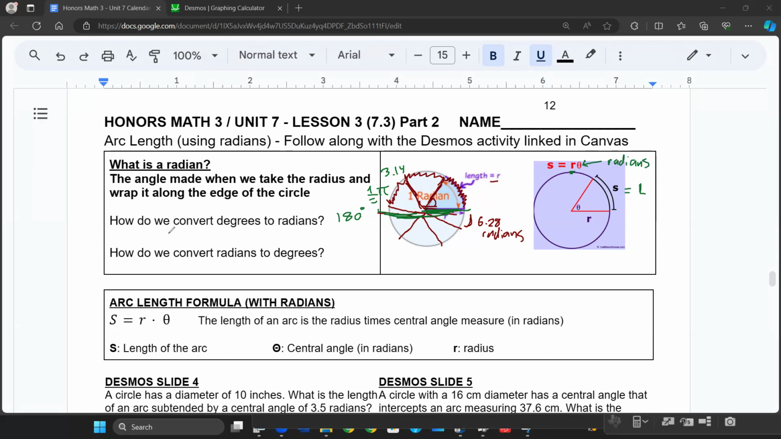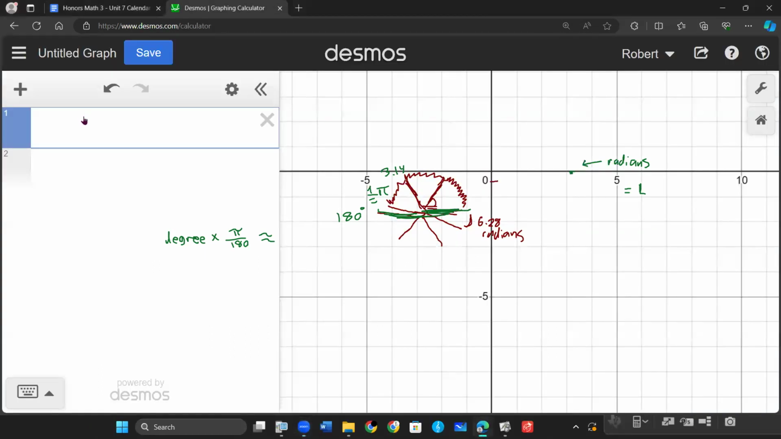Now, a quick way to convert from degrees to radians is you take your degree measure. So let's say I wanted to do 50 degrees. I would say 50 degrees, and I would multiply it by pi divided by 180. And that'll get you your measure in radians. So if I were to take 50 degrees times pi and divide by 180, that's going to be approximately 0.87 radians.